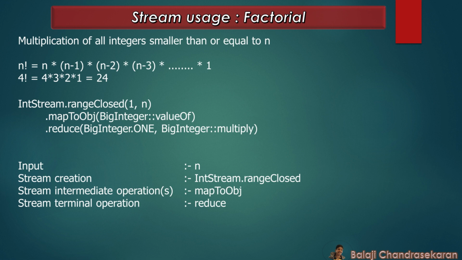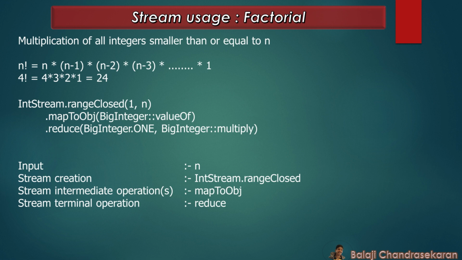In this code snippet, we will learn how to write a factorial program for a given input number n using the Java streams. The code generates a stream of integers from 1 to n and converts each integer to a BigInteger object using the mapToObj intermediate operation.